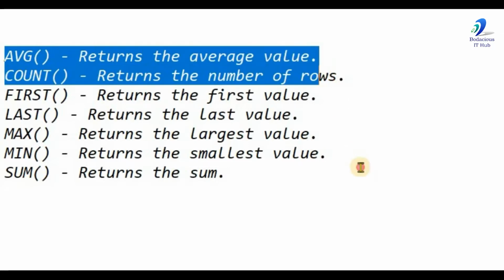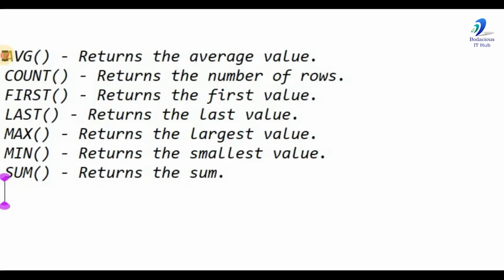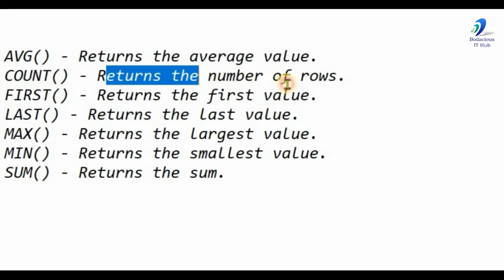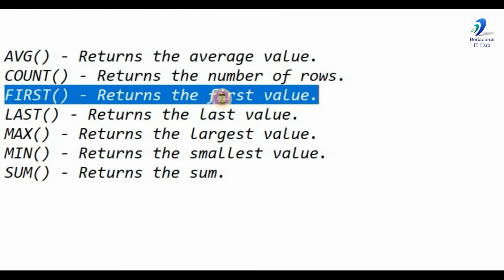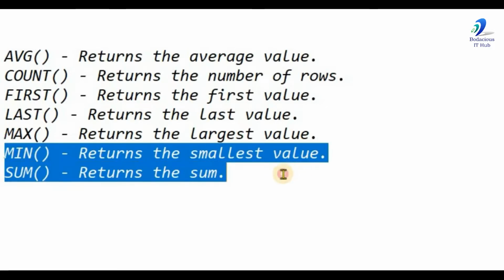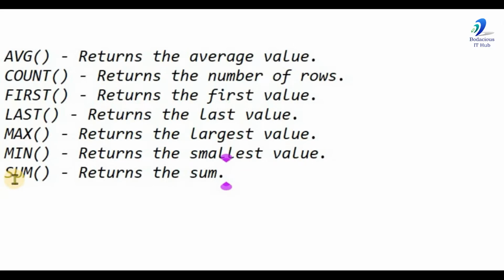So these functions are used in databases. The average function returns the average value, count returns the number of rows, first returns the first value, last returns the last, max returns the largest value in the field that you have chosen, min returns the smallest value, and sum returns the sum of all the entries in a particular column.